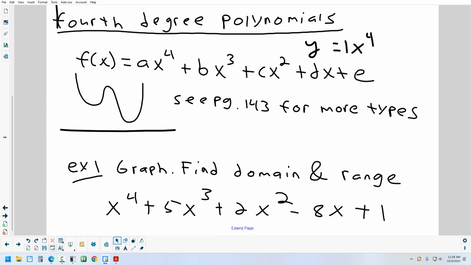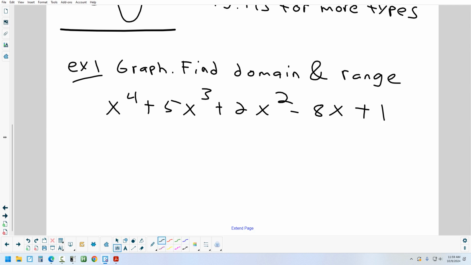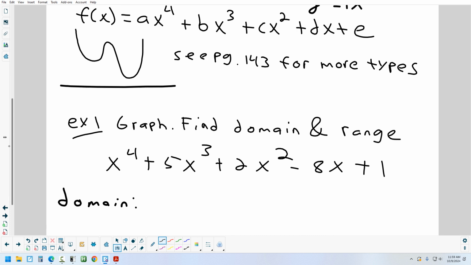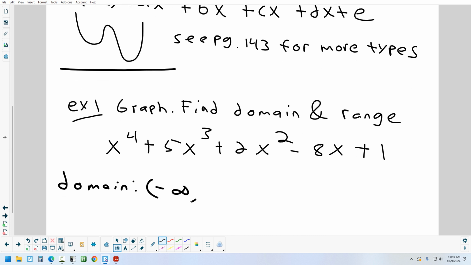Okay, it says find the domain and the range. First of all, are there any exponents on the variables that are negative? No. What else do we have to look for? Are there any decimals in the exponents? No. So is that a polynomial? Yes, that is a polynomial. So what numbers are you allowed to plug in for x? All real numbers. You can plug in any number you want.